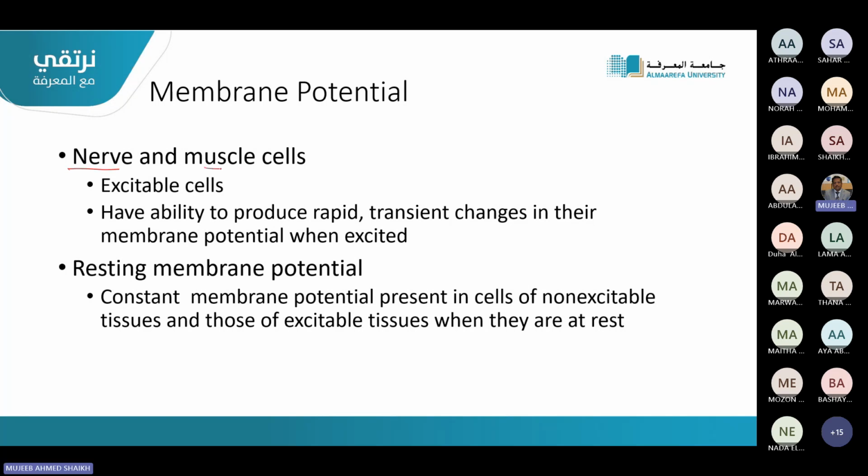Nerve and muscle cells are excitable because they have the ability to change their resting membrane potential, minus 90 or minus 70, suddenly to different levels. It may change to plus 10 or plus 30. So they have the ability to quickly reverse the resting membrane potential. That's why they are called excitable cells. Nerve and muscles can change their resting membrane potential very fast to a large degree.